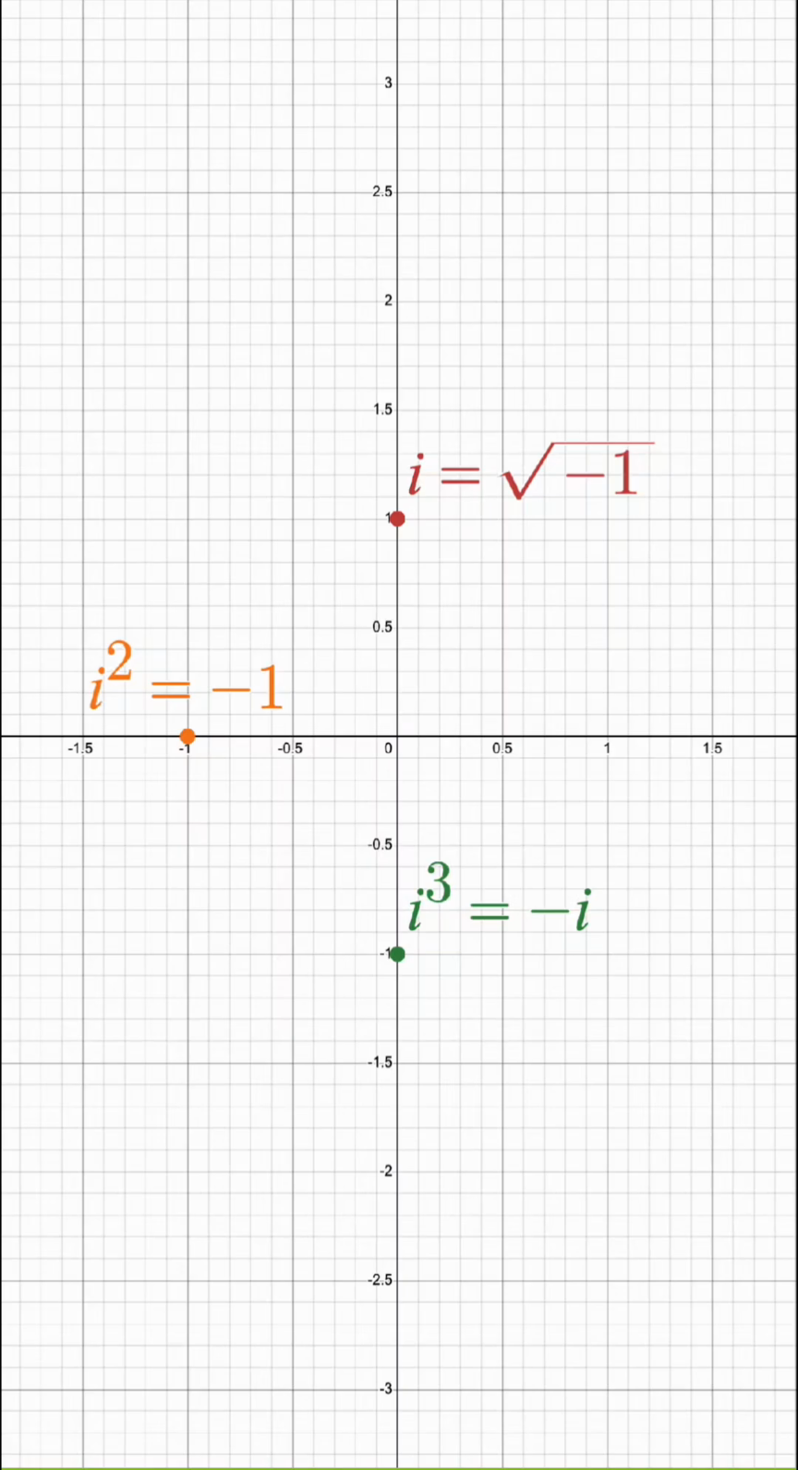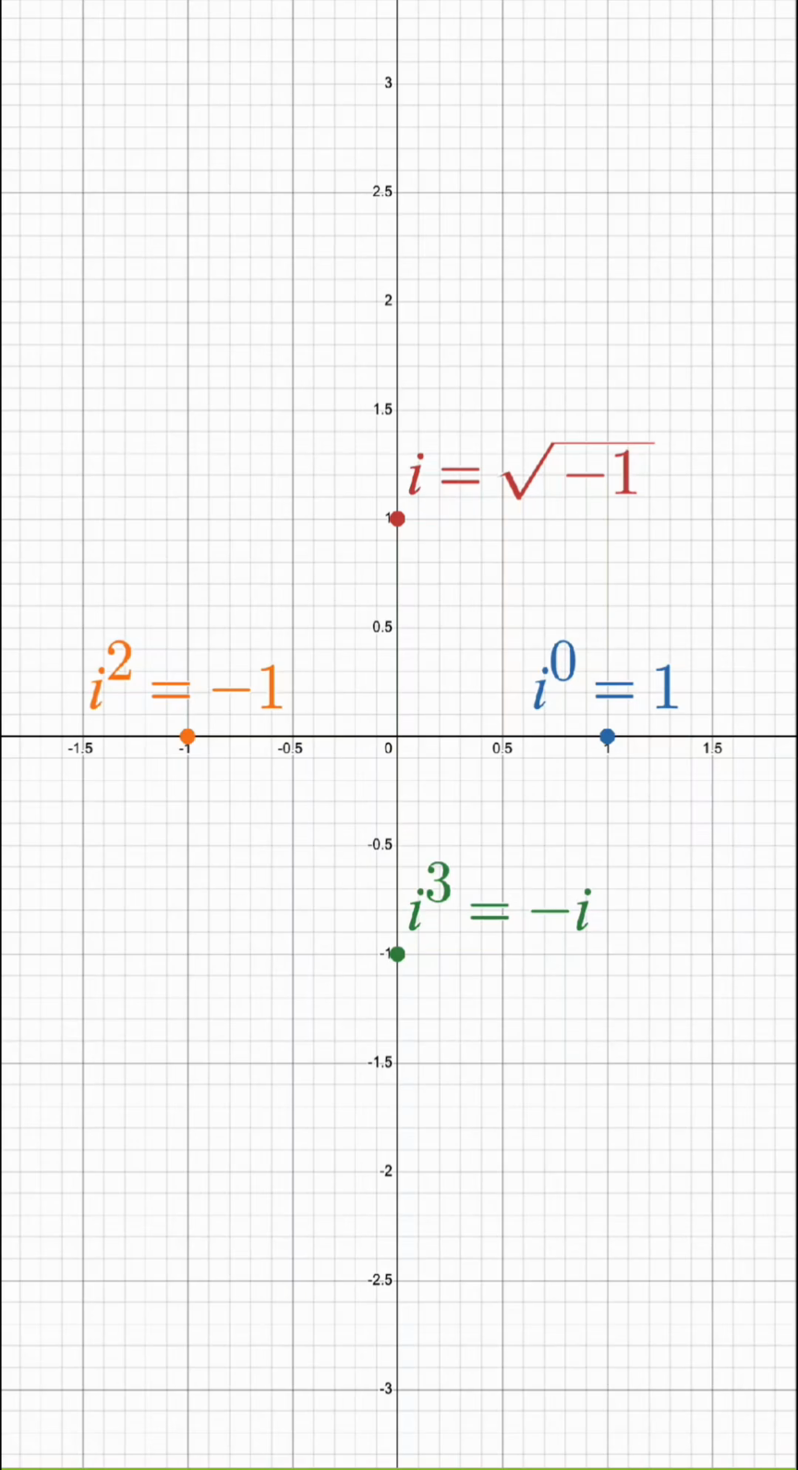If we do I times I times I times I, I to the fourth, we come right back around to this spot right here, which is I to the 0, which is just +1. So the very first big takeaway is that as we multiply by I over and over again, it's rotation. We're rotating counterclockwise around the Argand plane, or the complex plane.